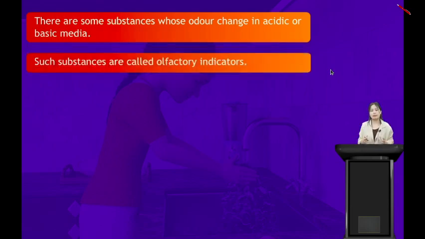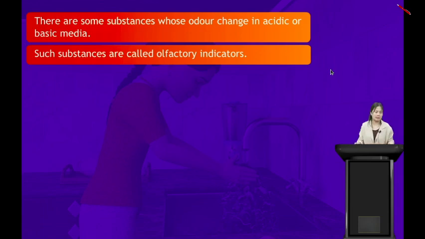So far we have discussed the indicators which change in color, which tell us whether the substance is acidic or basic by the change in color. But there are also some substances which tell us whether the substance is acidic or basic by the change in the smell. Those indicators are known as olfactory indicators. So onion is one of them.